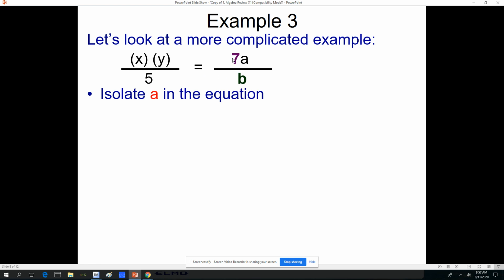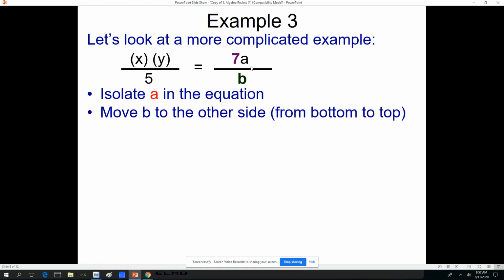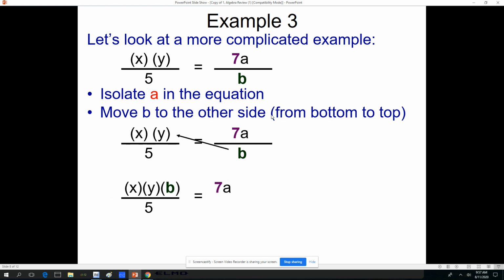Well, we need to get rid of some stuff. We need to get rid of the 7, and we need to get rid of the B. So move the B to the other side. Since it's divided by B, I'm going to be moving that B to the top over here. Or multiplying by B on each side cancels it out, and it puts the B on the top. Okay? Just like that.